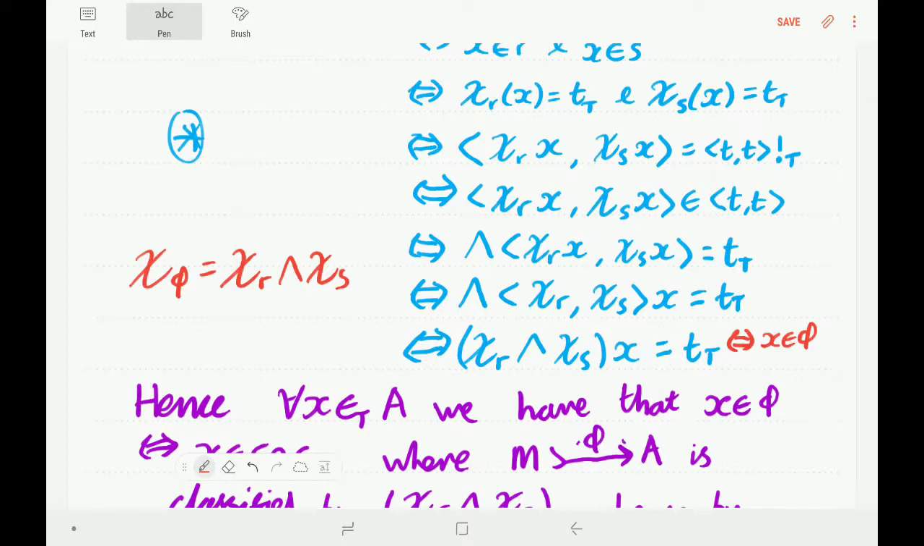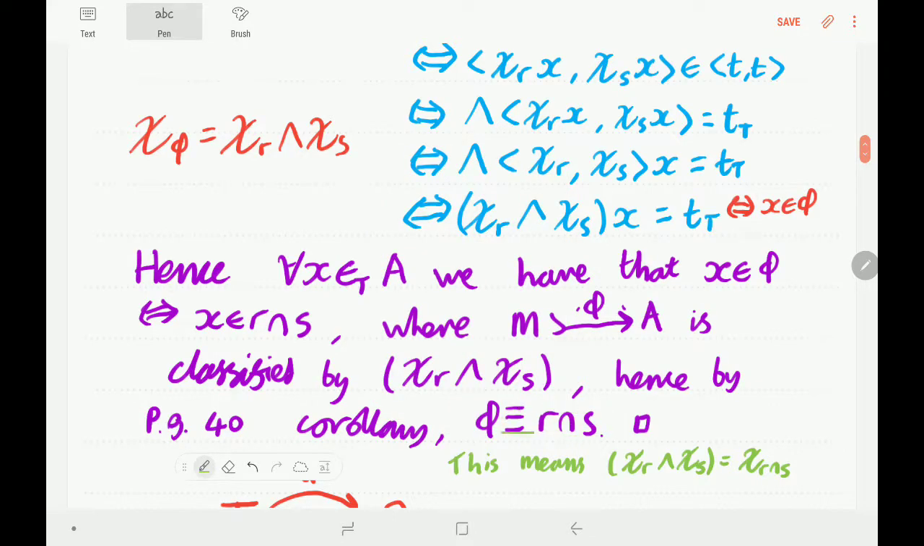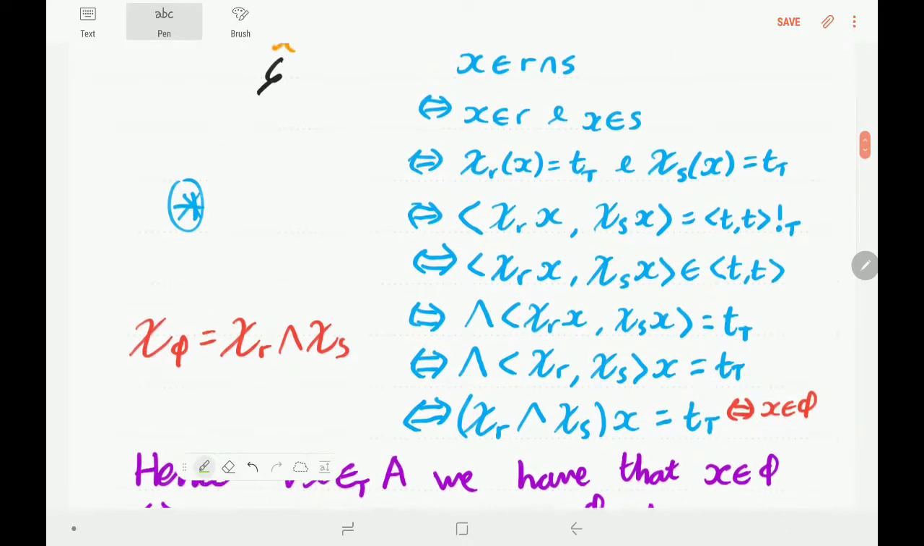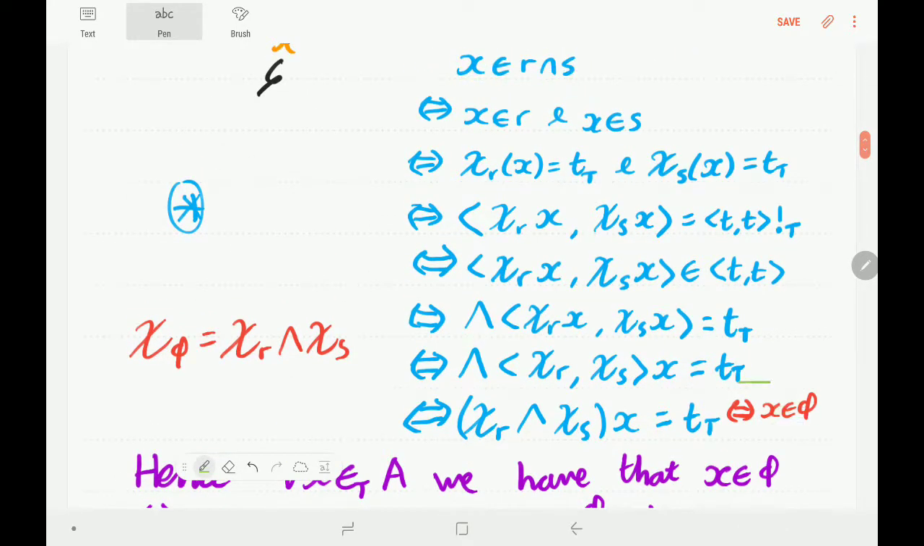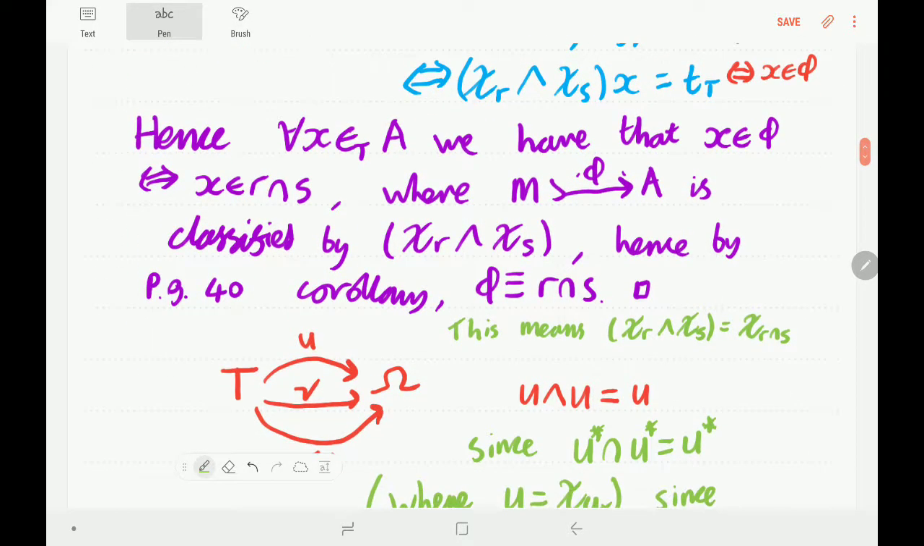And that means, of course, that phi is equivalent to r intersection s, because we have that x is in phi if and only if x is in r intersection s. And when two monics have this kind of condition for any generalized elements of their codomain, then they're equivalent monics. That's the corollary on page 40 of Colin McLarty's book.